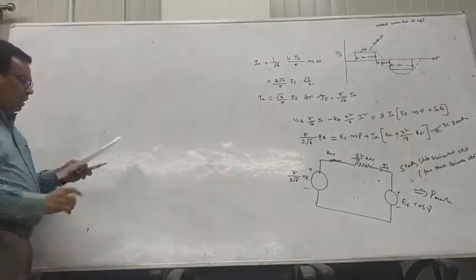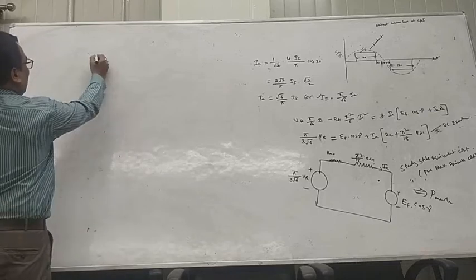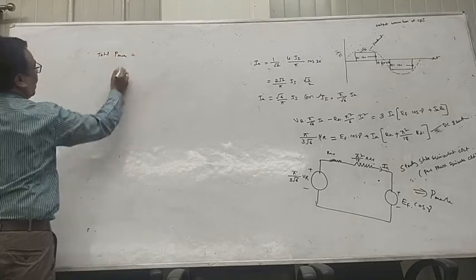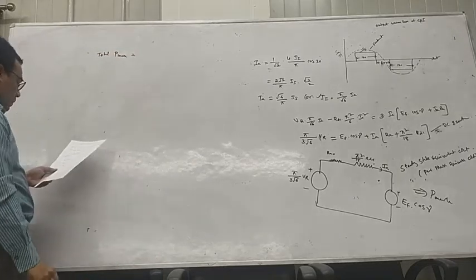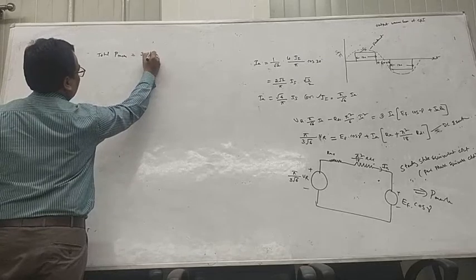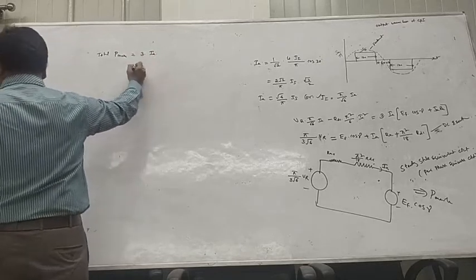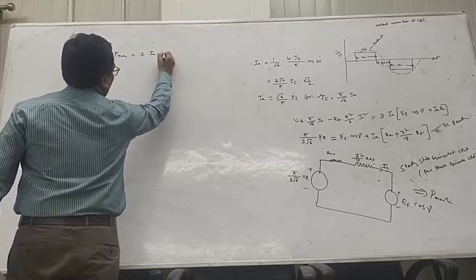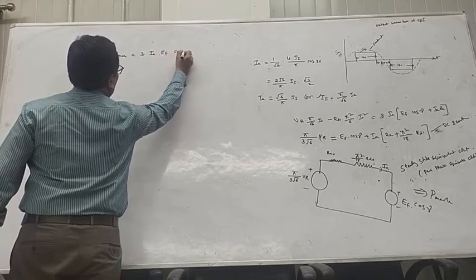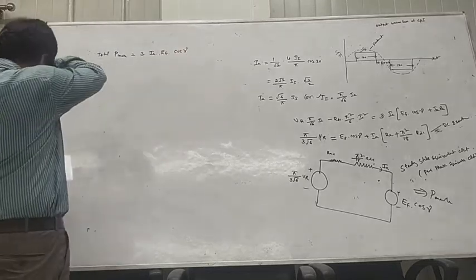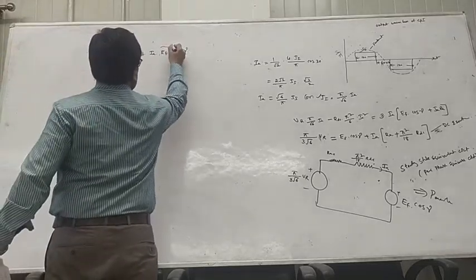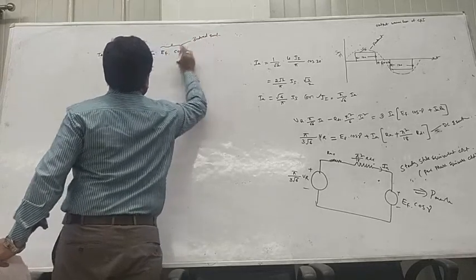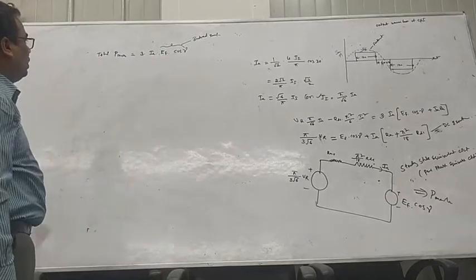Gross mechanical power developed, or total P mechanical, is equal to 3 into IA into the induced EMF, that is VA. So that is EF into cos gamma. This is the induced EMF. EF into cos gamma is the induced EMF.